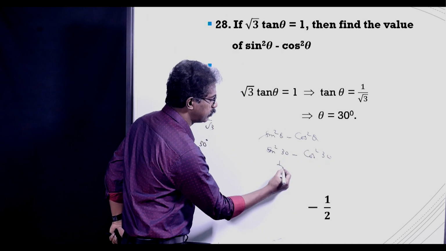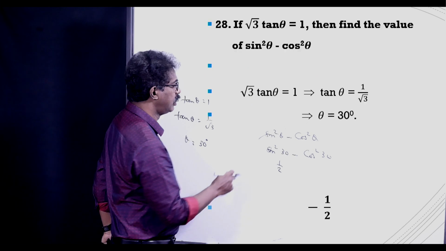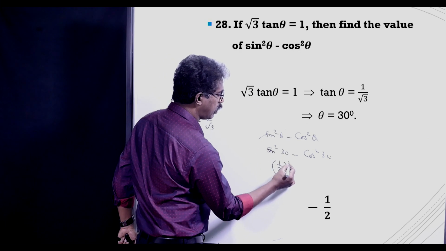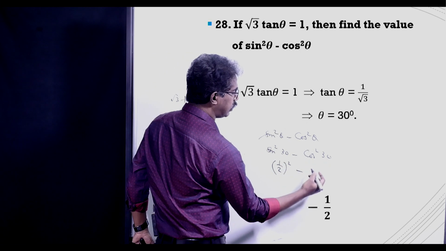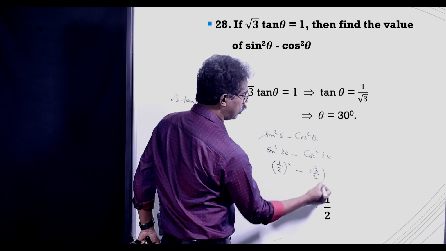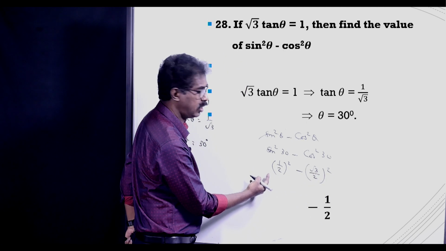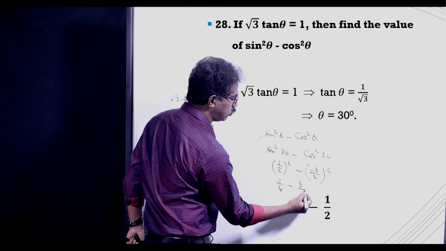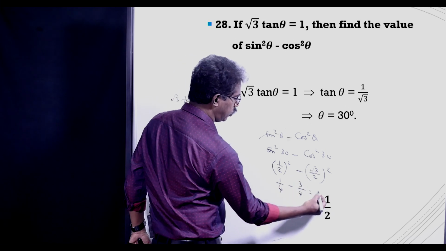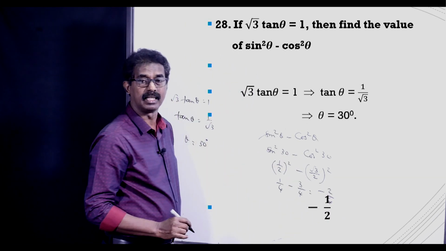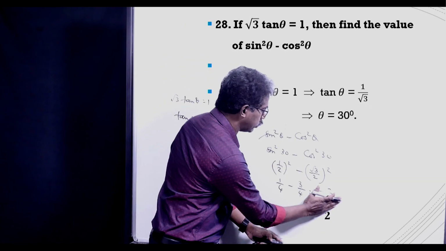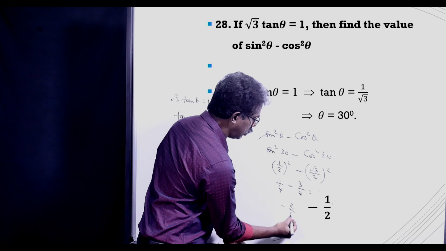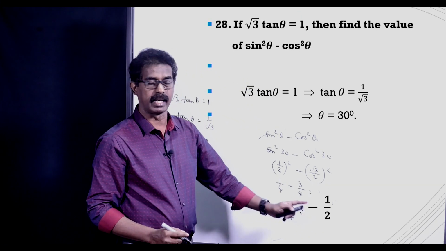What is sin 30? 1 by 2, from the table you studied. So sin 30 is 1 by 2 the whole square, minus cos 30, which is root 3 by 2 the whole square. Can you simplify this? 1 by 2 squared is 1 by 4, minus root 3 squared is 3, and 2 squared is 4. So take 4 as the LCM, you will get minus 2 by 4. Cancel, and you will get minus 1 by 2.